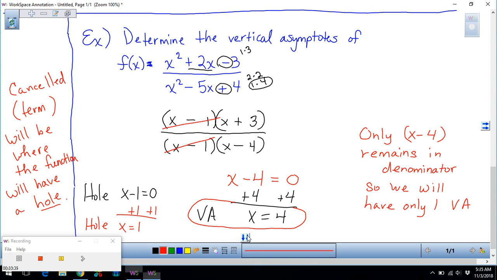Alright, go ahead and pause, finish copying this down, and then we will practice with vertical asymptotes in class tomorrow.